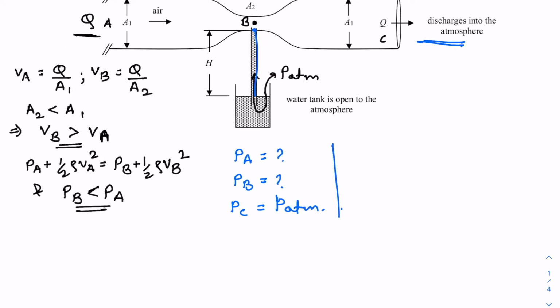And we can write the velocities at A, B, and C in terms of the flow rate. So velocity at A is flow rate divided by the area at point A. Similarly, velocity at B is flow rate divided by area at point B. VC is flow rate divided by area at point C. So area at point C and area at point A are the same. What this basically tells us is that VA is equal to VC.